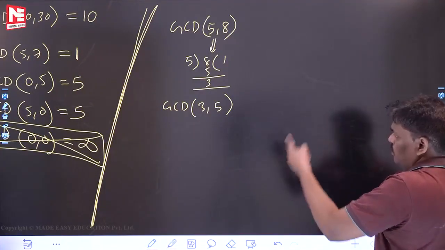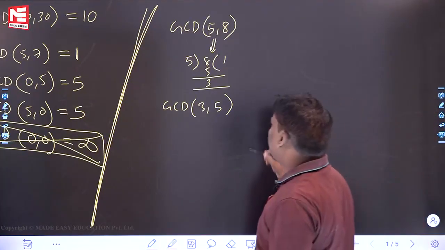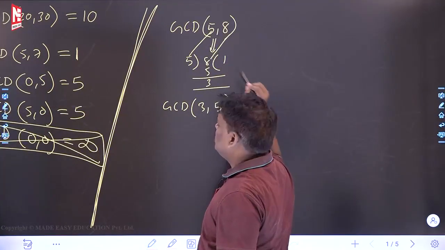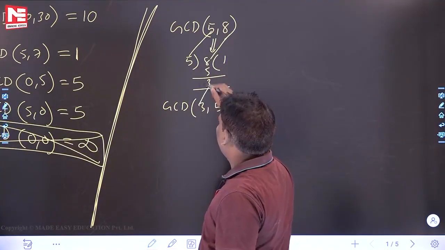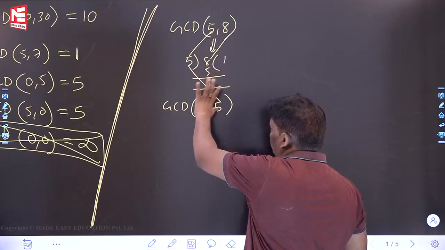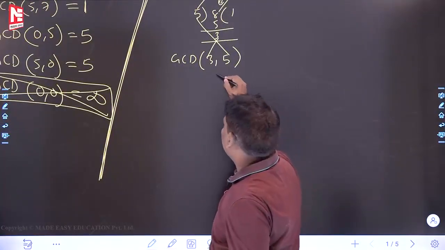Next, repetitive division, divide like this. GCD of 3 comma 5. GCD of 5 comma 8: 5 will come here, 8 will come here. Just do remainder. This will go here, this will go like that. Now if you are okay, this is the thing which is going on. What is the meaning of recursion? Same thing you repeat.